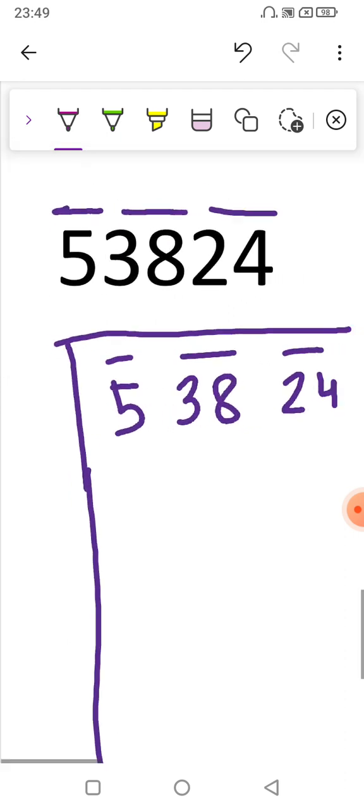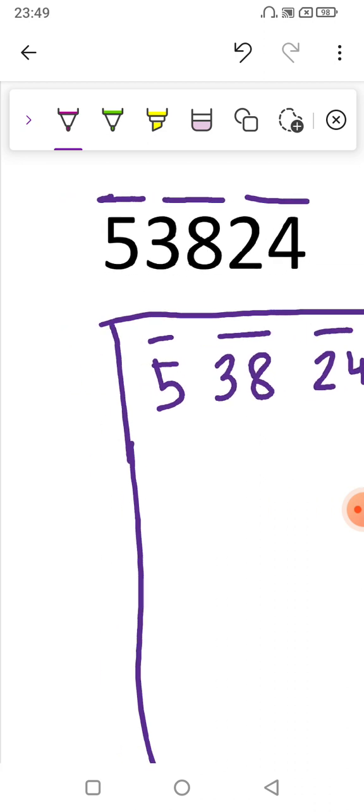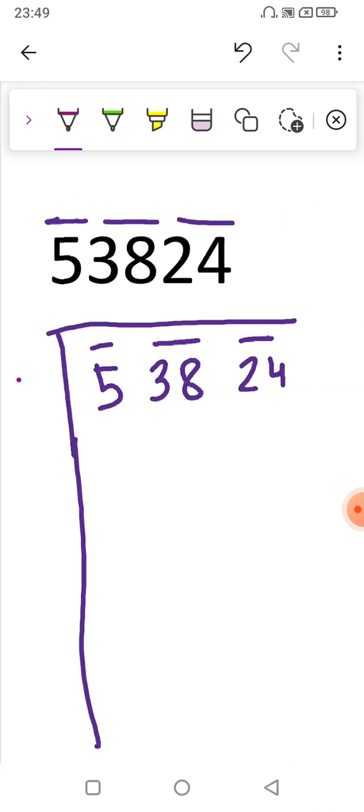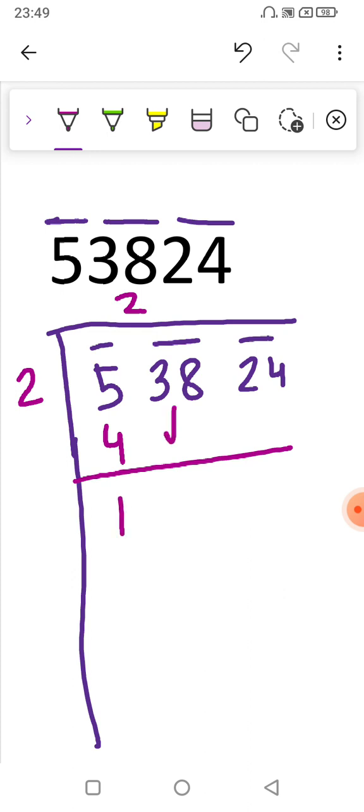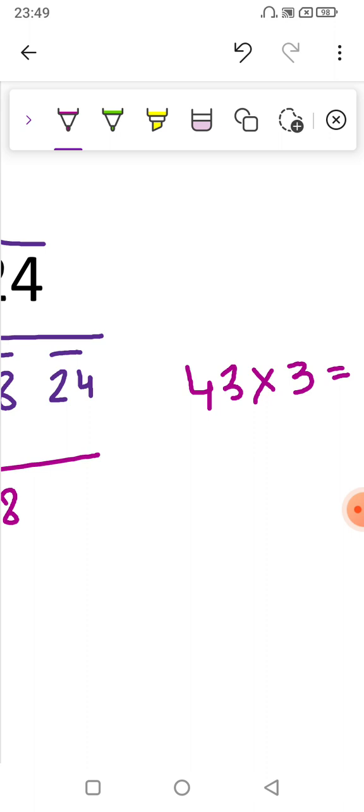Now see, we have got 5, so the number closest to it will definitely be 2, because 2 into 2 will be 4, the number closest to it. After subtracting we get 1, and this pair 38 moves down. Now this 2 into 2 will become 4. Now we have to search for a number over here, that is 138. We can take for an example 43 into 3. Let's try.